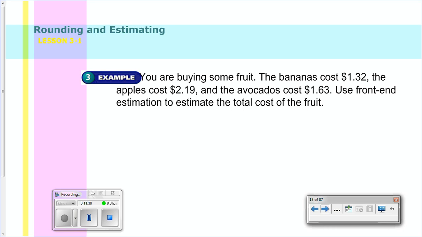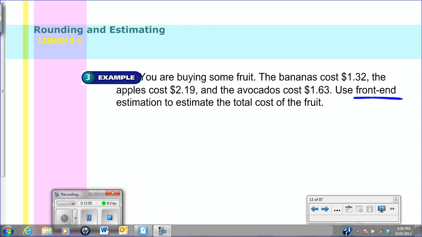You are buying some fruit. The bananas cost $1.32. The apples cost $2.19, and the avocados cost $1.63. Use front-end estimation to estimate the total cost of the fruit. So again, I know you know how to add decimals, but here they want us to estimate using front-end estimation. So add together those whole numbers and then round the back end. Go ahead and set this one up and try to do it. And if you can't quite get it, or when you are all done, come back and check your answer and we'll see what we can do. Go ahead and do that now.